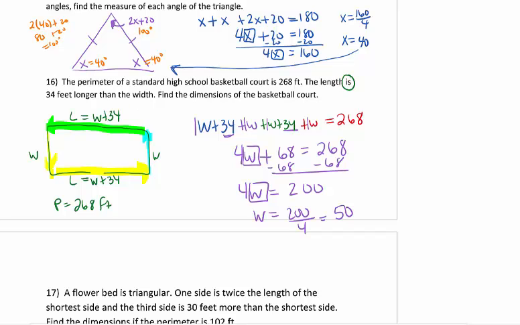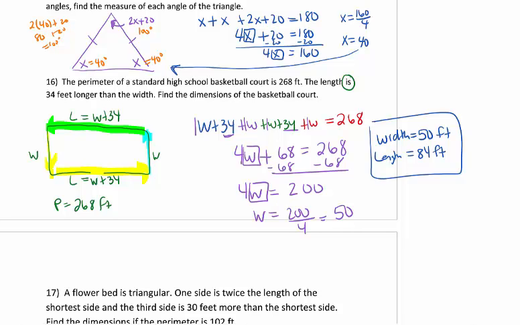This is why I actually, for perimeter problems, like to use L's and W's, because I'm not confused at all with what I just got. My width, which is what I just solved for, is 50 feet. And the units over here are a perimeter. My length says add 34, so it should be 84 feet. Could you use 2L plus 2W equals P? Absolutely. It's exactly the same thing.